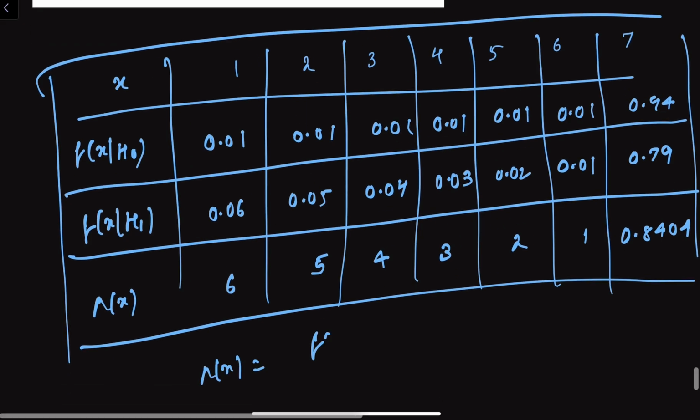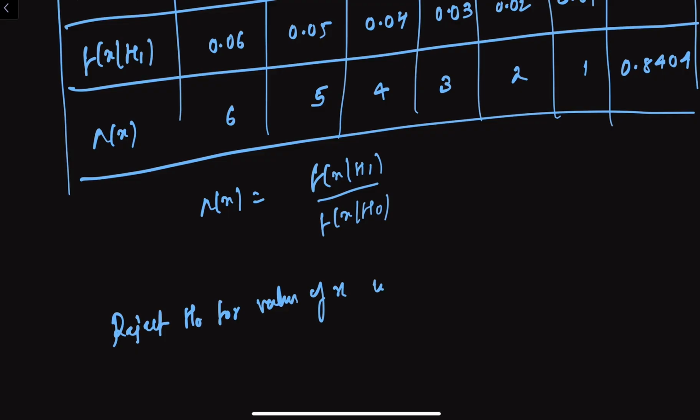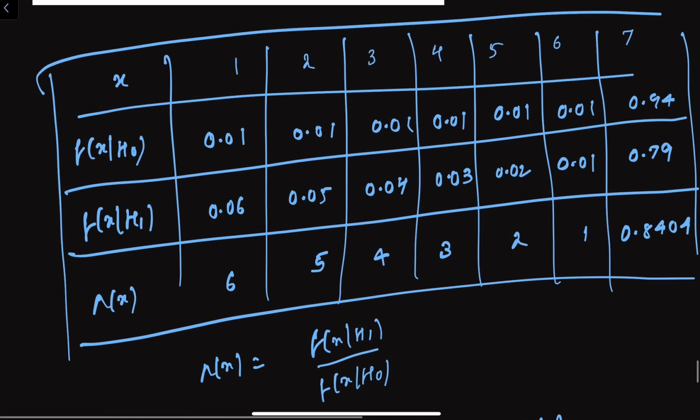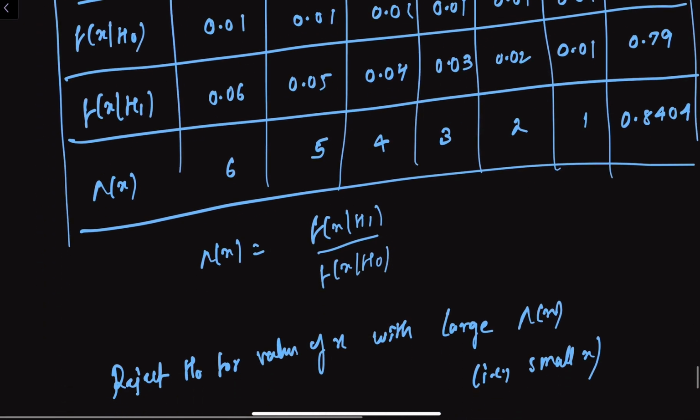So the likelihood ratio is nothing but f of x given H1 divided by f of x given H0. So the test is that we reject H0 for values of x with large likelihood ratios. That is basically for small x values. So this is straight away the Neyman-Pearson lemma. So first, we need to find the most powerful test with size 0.04.